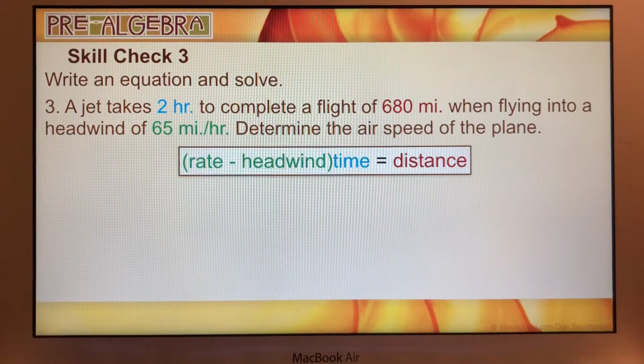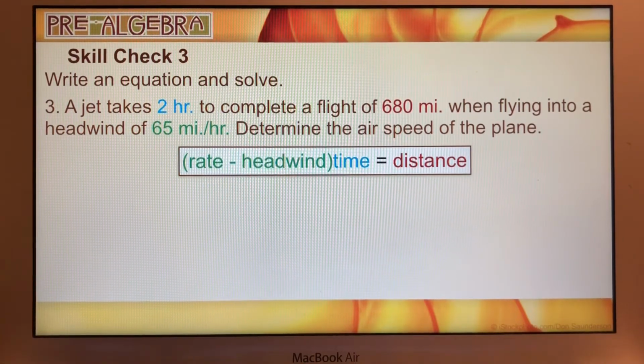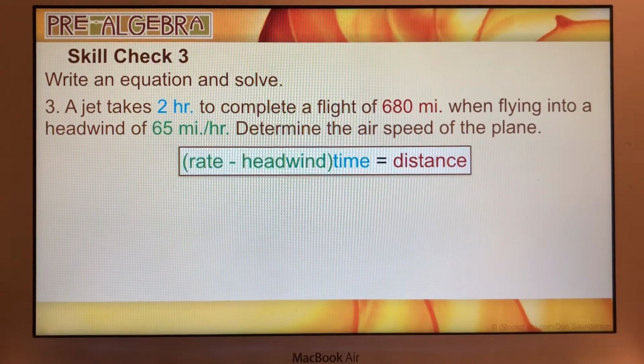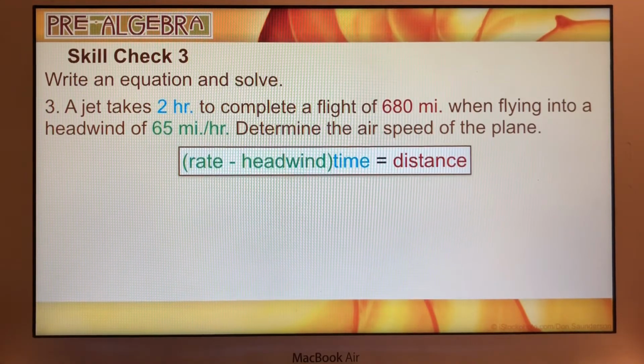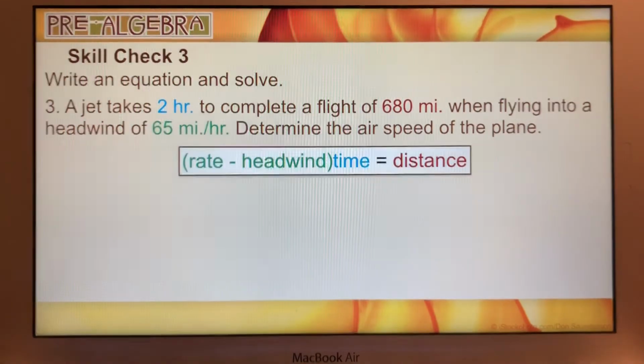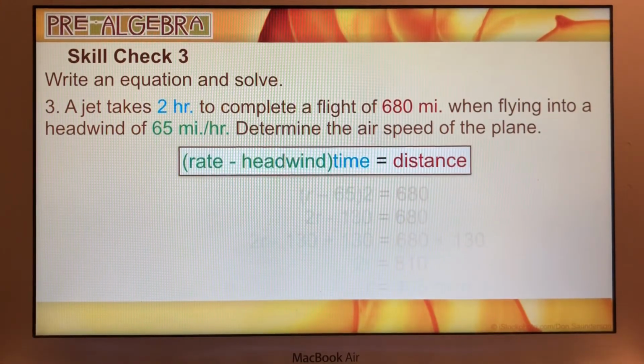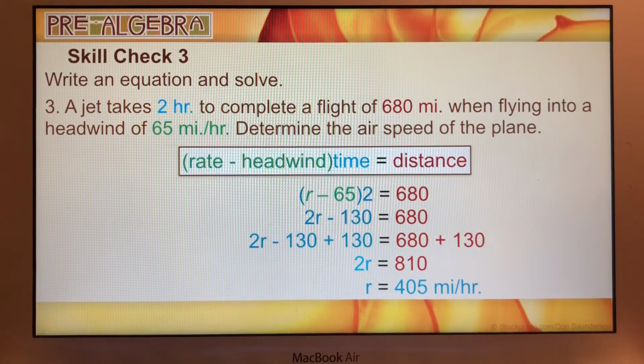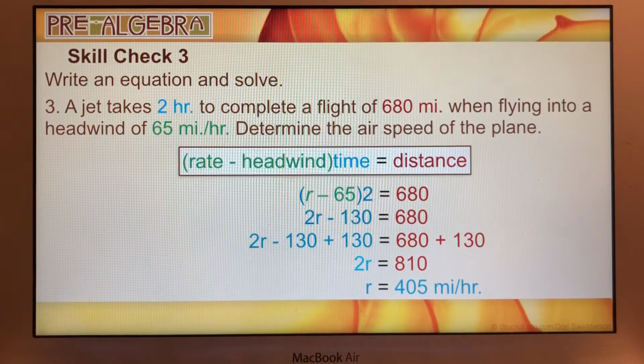Okay, on this next one, a jet takes 2 hours to complete a flight of 680 miles when flying into a headwind of 65 miles per hour. And then we need to determine the speed of the plane. Headwind means the amount of wind that an airplane flies into. It's flying into the wind, and the wind is going opposite of how the airplane is flying.